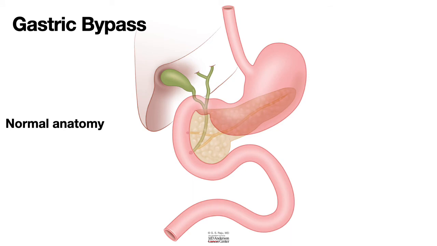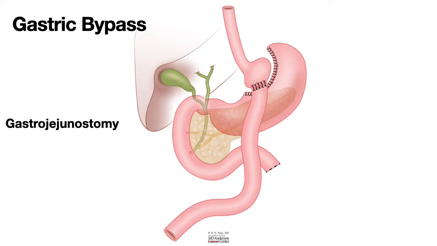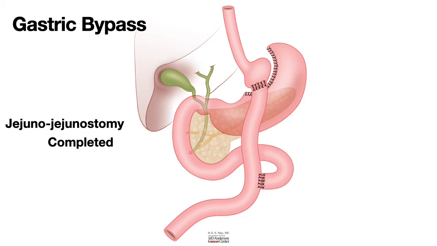Here is normal anatomy. We create a smaller gastric pouch, then section the jejunum and create a gastrojejunostomy. Subsequently, you create a Roux-en-Y jejuno-jejunostomy.